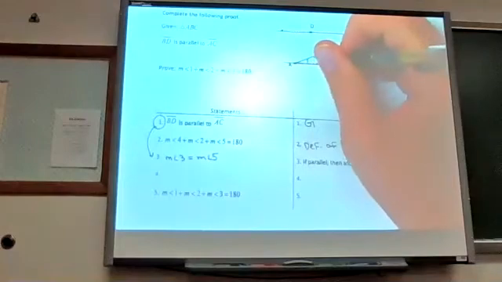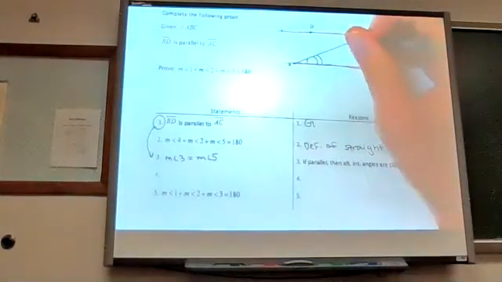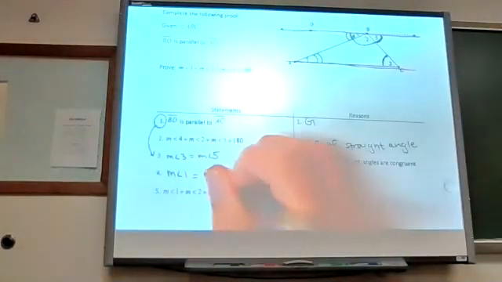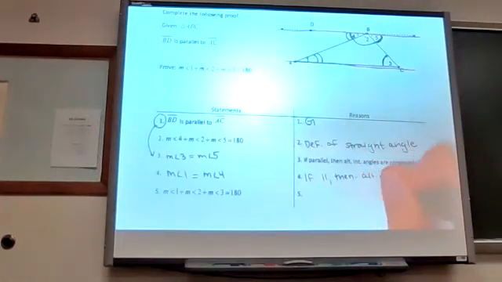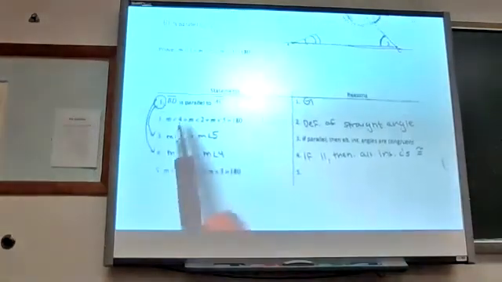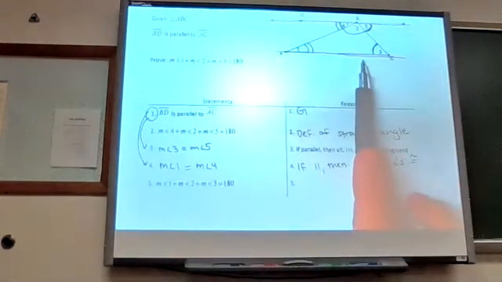I also know that 1 and 4 are the same angle measurement. Again, if parallel, then alternate interior angles are congruent. So I'm using this for both 3 and 4. I know these lines are parallel. Here are some angle relationships that I have.